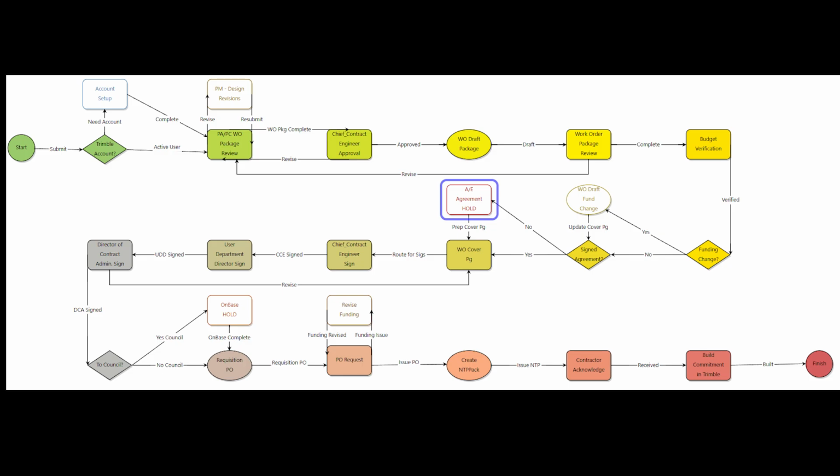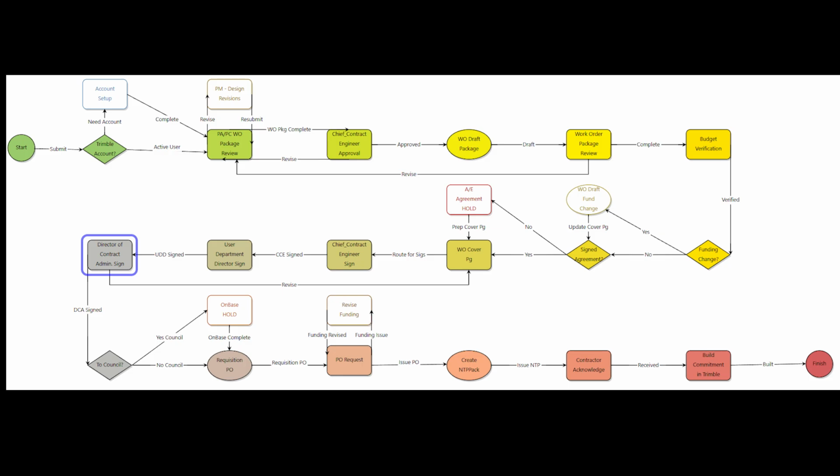With the work order package being developed, it will be routed for signature. First, the chief contract engineer will sign it, and she is the head of the design and planning division for contract administration. She will send it to the user department director for final approval so that director can ensure that the project is still active or necessary. And then they will proceed that item once they've signed it to the director of contract administration, Richard Mutterback, for his final signature and approval.